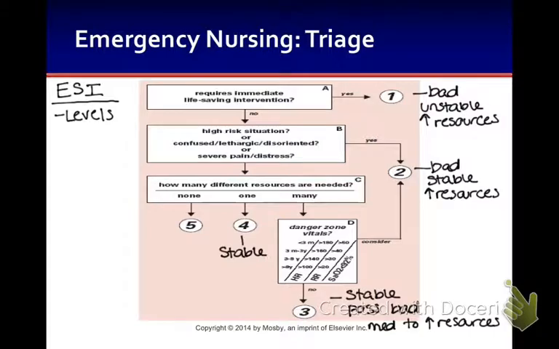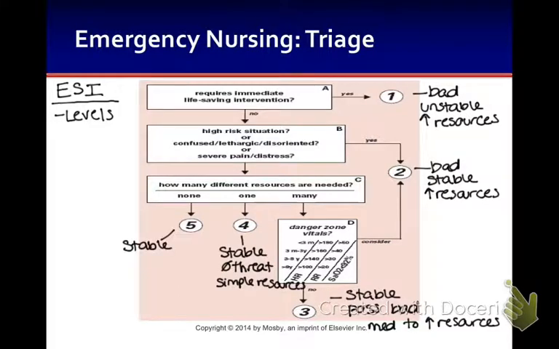4, right down here, these patients are stable. There is no threat to vital function, and they use a low amount of simple resources. So they're typically going to get a physical exam, maybe get 1 very simple diagnostic test, but they're not using many resources.